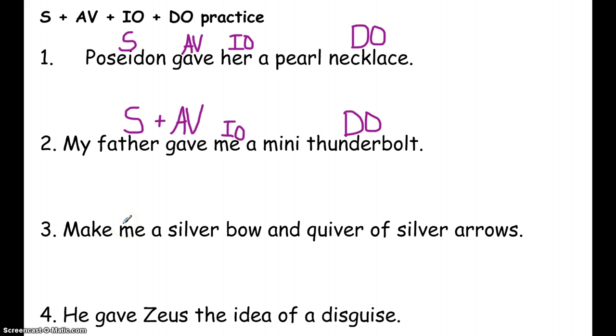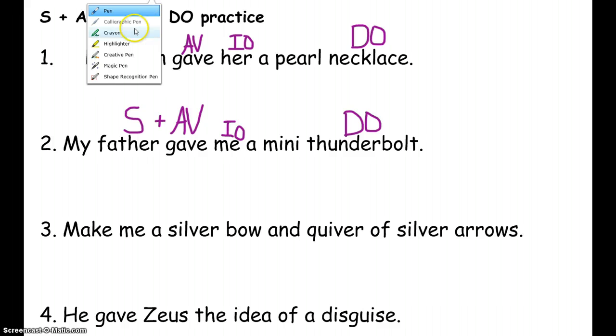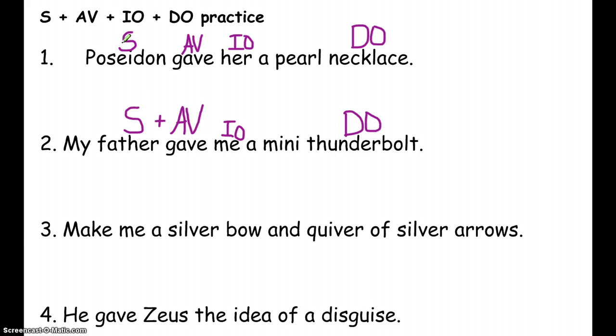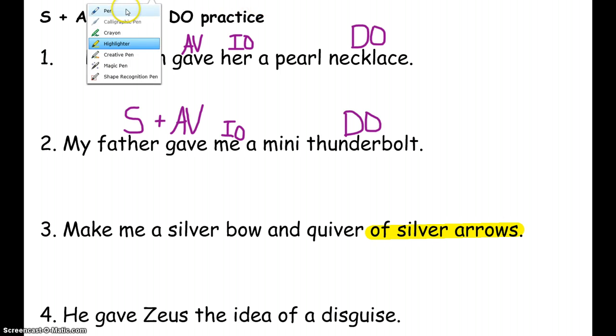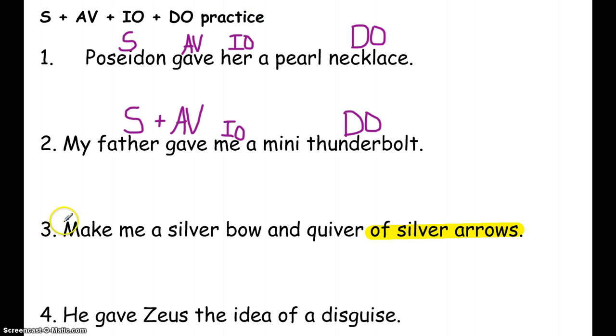Make me a silver bow and quiver of silver arrows. Now this is a little bit of a different sentence again, and so we've got a new concept, a new idea we're going to look at, but we're going to go through the same steps. We're going to find our prepositional phrase, of silver arrows. And I'm going to look for my subject, and it says, make me a silver bow and quiver. If I look at this sentence, I'm having a hard time finding my subject.